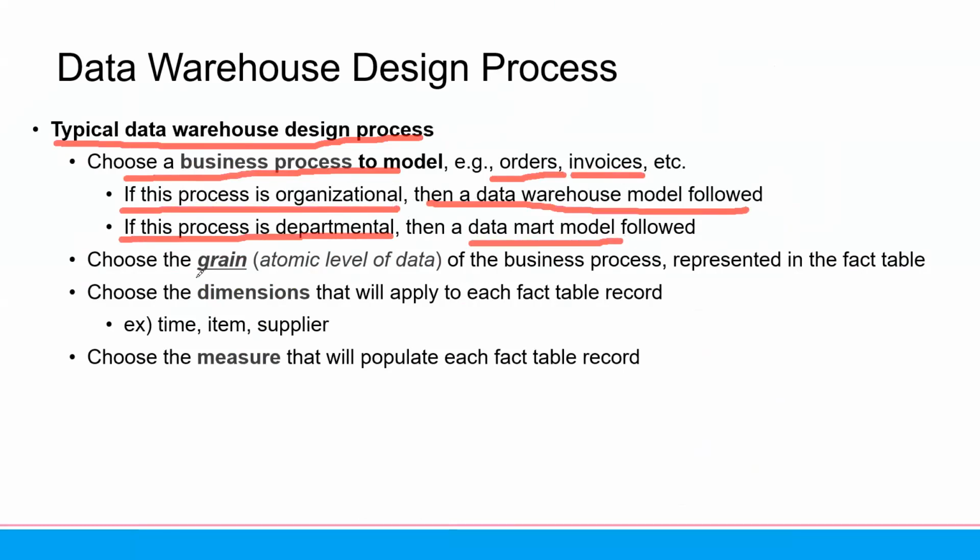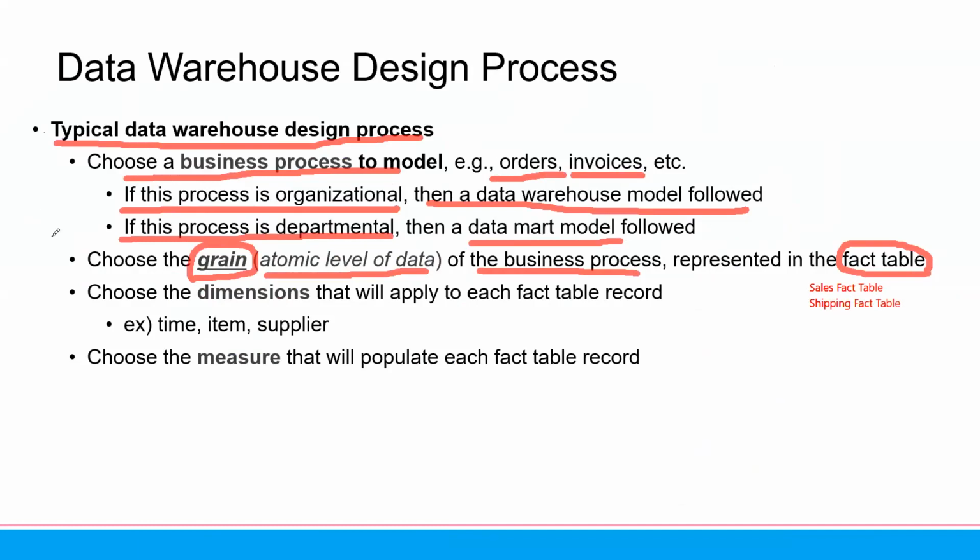Or sometimes you can choose the grain. The grain means the atomic level of the data of the business process. So you already learned about the fact table. You still remember? The one that we learned on the fact table is about the sales. Okay, sales fact table. So we can start from that atomic level. Or if you have shipping, you can also build your data warehouse from the atomic level of the shipping fact table.